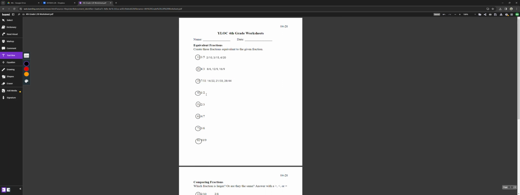For number 4, you have 1/2. If you multiply each by 2, you get 2/4. Multiply each by 3, you get 3/6. Multiply each by 4, you get 4/8.